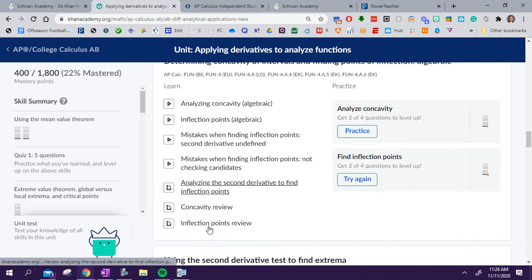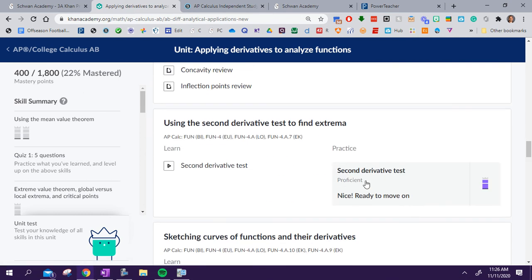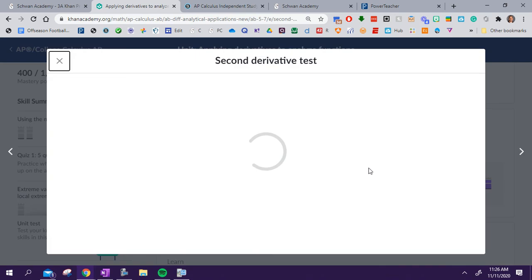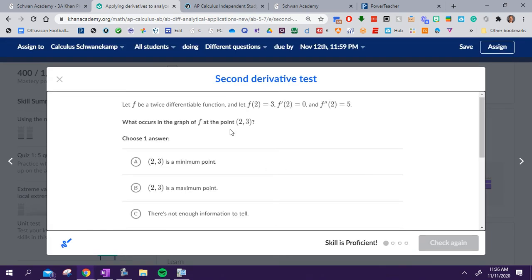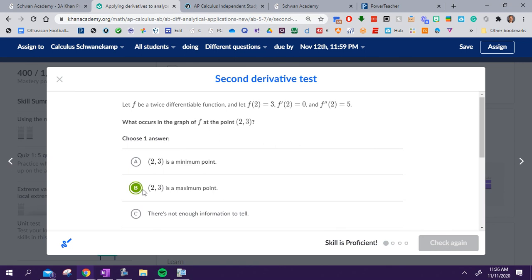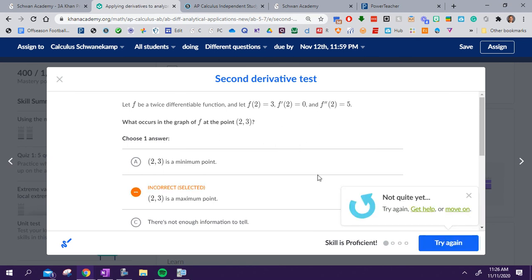I just wanted the second derivative test one. There it is. Okay, so this would pop up on your thing. Eventually, it would load. You would have questions like this: f of 2 is 3, f prime of 2 is 0, and f double prime is positive. So you click on one, you go check it. Oh, I'm wrong. Okay, but I did it quickly on purpose because of this.